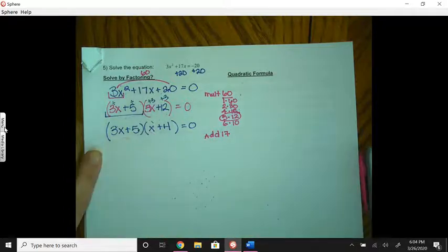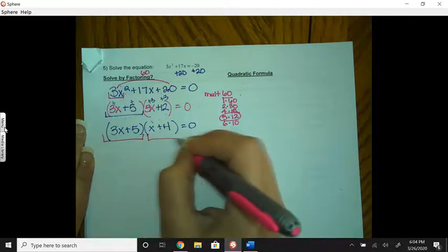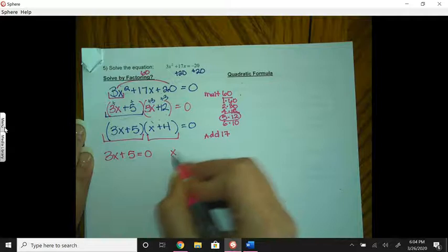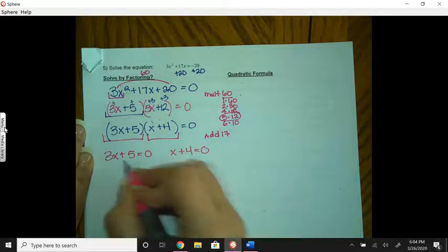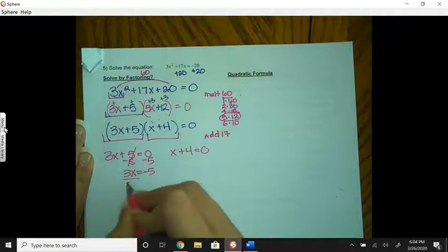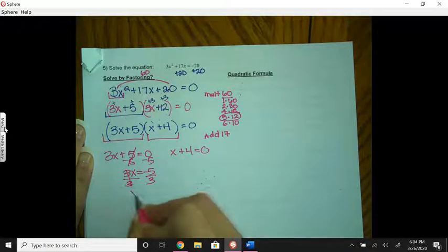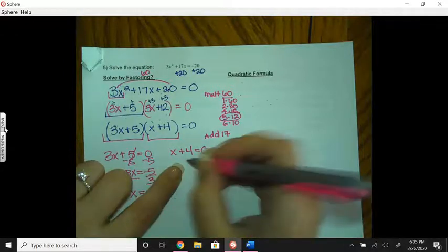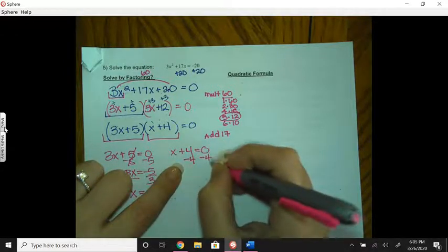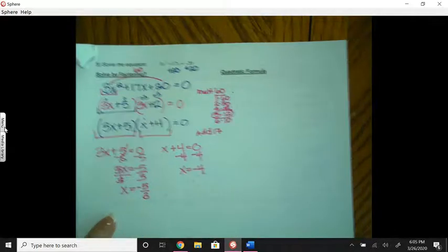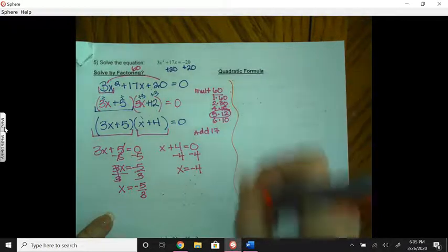So then we would take each factor and set it equal to 0. And we would get x equals negative 5/3. And then over here, we would get x equals negative 4. So that is how we would solve it by factoring.